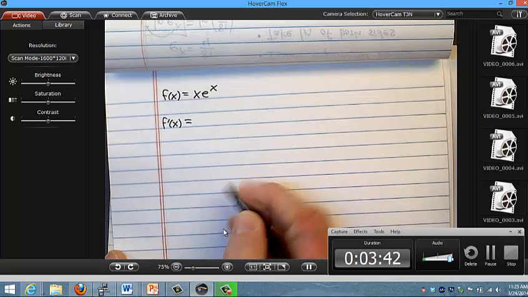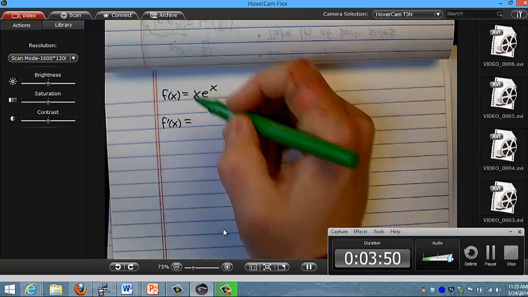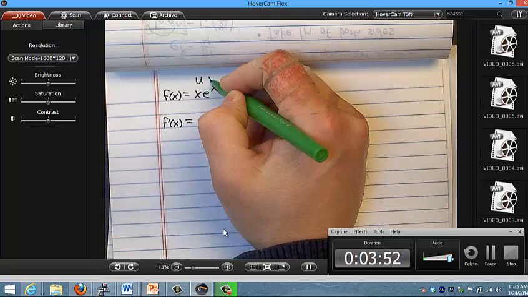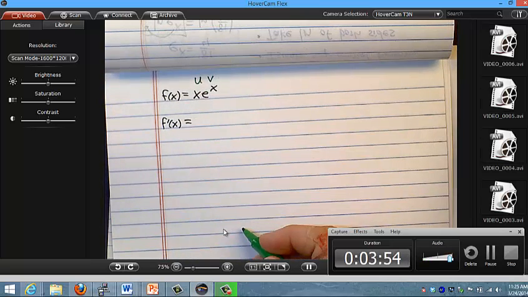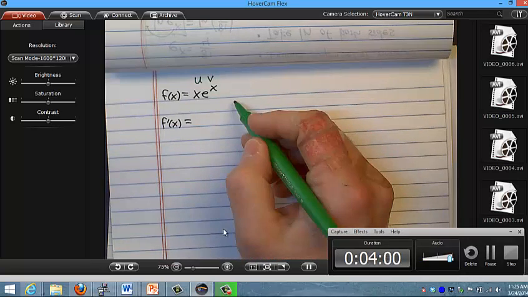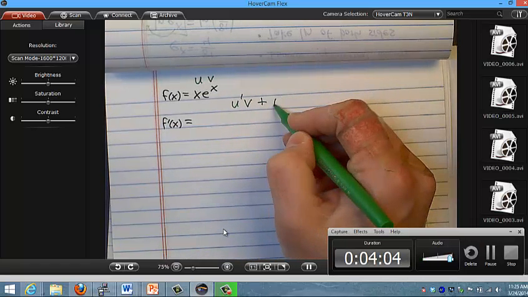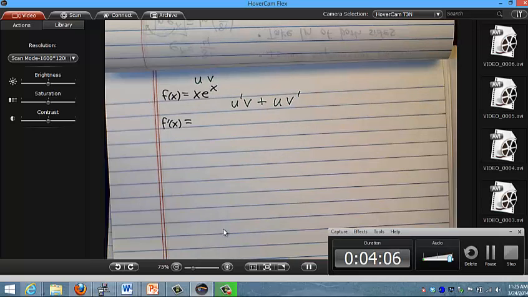Which means, what rule do I have to use to do this? The product rule, right? So remember the product rule, what we did was we called it u and v. And then what did we say the derivative would equal? Yep, u prime v plus u times the derivative of v, right? So that's the process I'm going to use here to get the derivative.